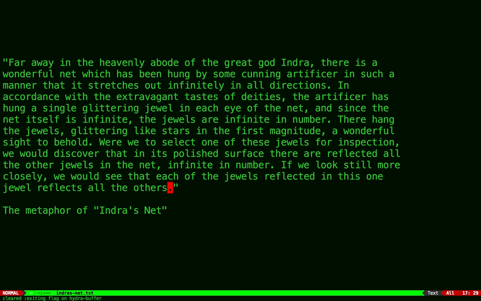There hang the jewels, glittering like stars of the first magnitude, a wonderful sight to behold. Were we to select one of these jewels for inspection, we would discover that in its polished surface there are reflected all the other jewels in the net, infinite in number. If we look still more closely, we would see that each of the jewels reflected in this one jewel reflects all the others. This is the metaphor of Indra's net, which is told in some schools of philosophy. Let's keep this metaphor in mind, because it'll help us understand the Emacs extension that we're about to discuss.